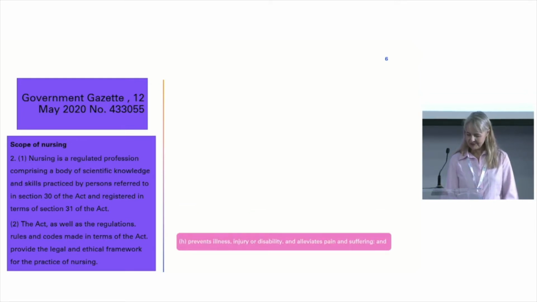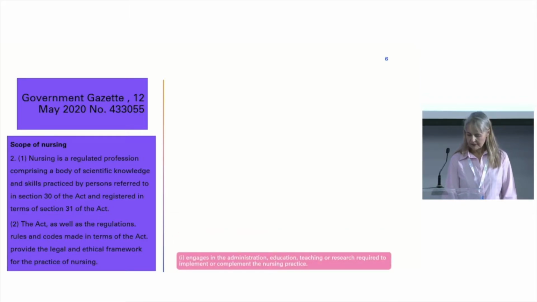It prevents illness, injury, and disability, and alleviates pain and suffering. So getting to fertility before you even start with treatment, it's not easy always to have that realization, so I have to go somewhere to achieve the family. We have to be aware of that, and we have to recognize and really coordinate care skillfully. And then the last one, it engages in administration, education, teaching, and research required to implement or complement the nursing practice.